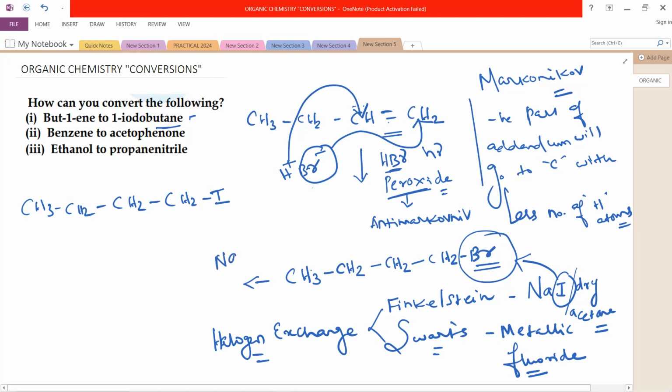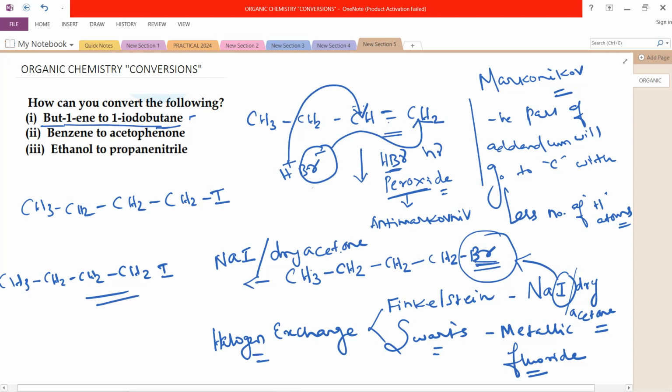Let us use sodium iodide in dry acetone. So what it will do? It will replace the bromine here. Sodium bromide will be moved out. So we can get CH3 CH2 CH2 CH2I. This is the desired product. That is iodobutane or butyl iodide or 1-iodobutane. So this is how the conversion of but-1-ene into 1-iodobutane takes place.